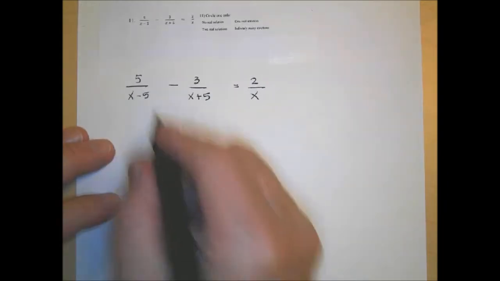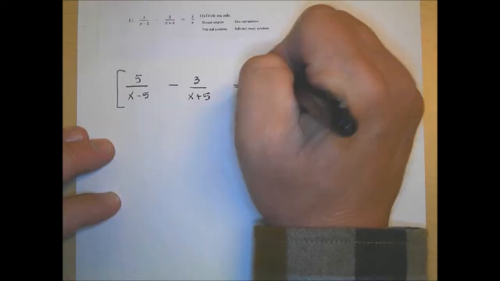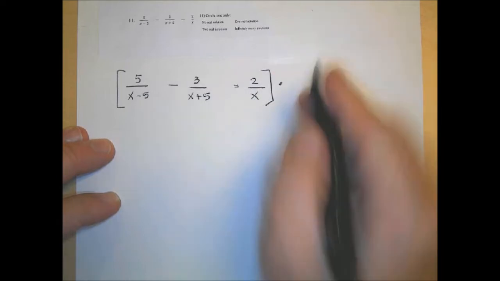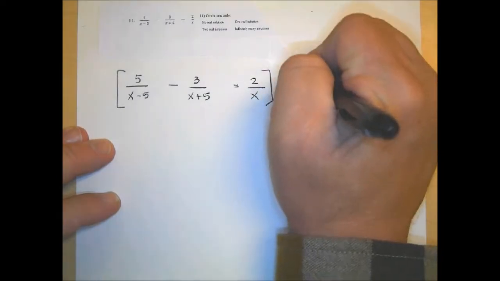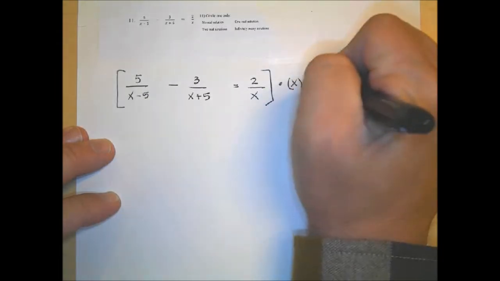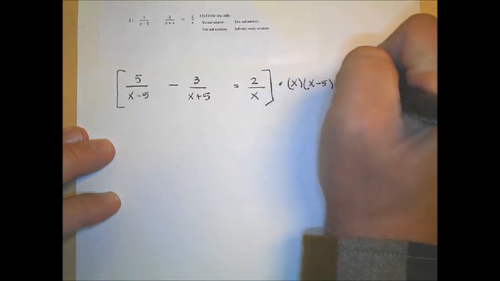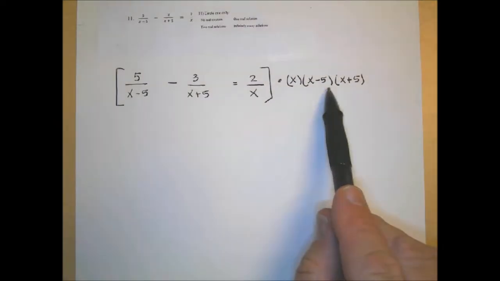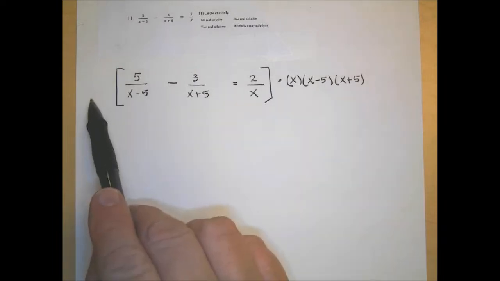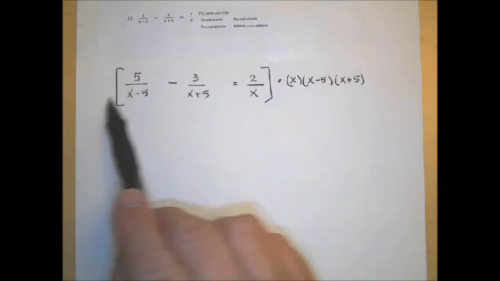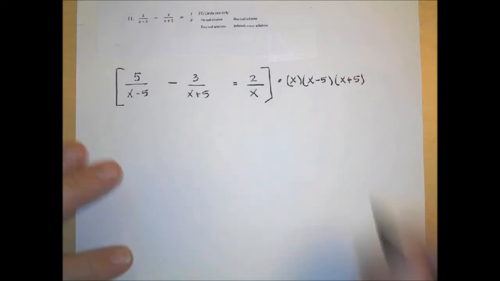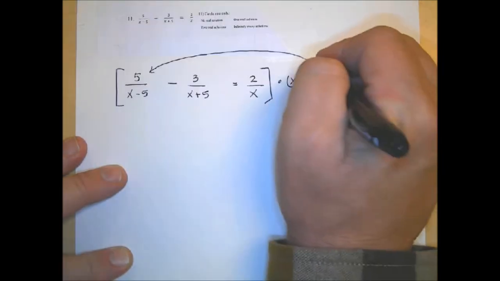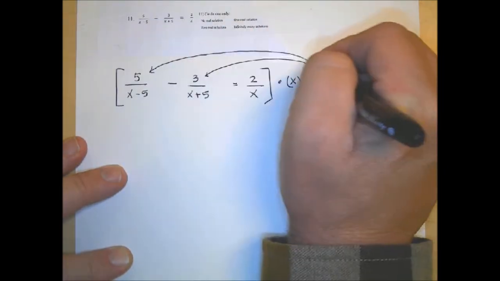So what I'm going to do on this problem is multiply the entire problem by the least common multiple of x times x minus 5 times x plus 5. Now, I had to put it over here on the right because I didn't have enough room over here on the left, but it's the same as if it was over here on the left. This whole thing needs to get distributed to each part of this problem. That's why I put the original problem in brackets.